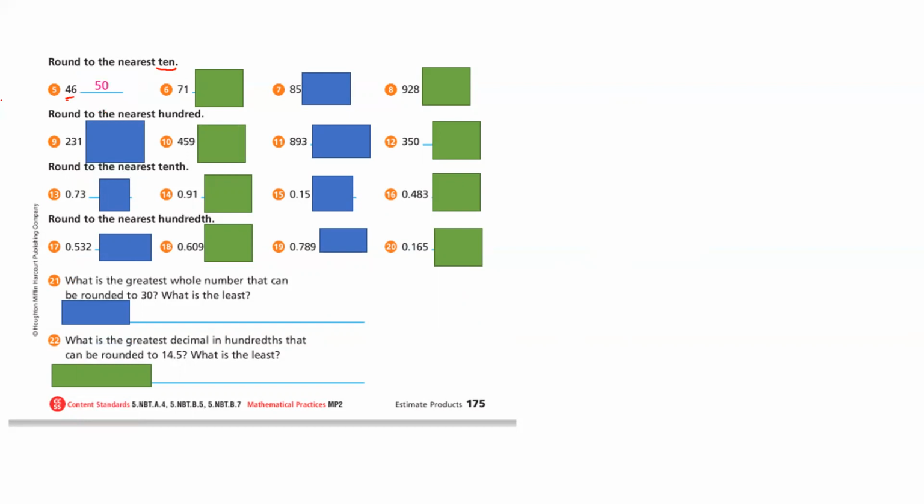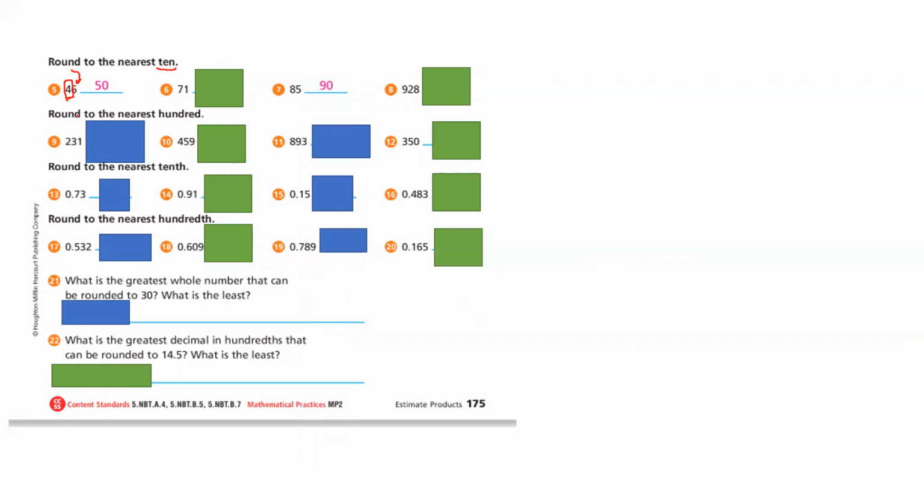And remember, the way that you figure this out is you look at the first number that's going away, the ones. If it's 5 or bigger, you're going to round up. And if it's smaller than 5, then you're just going to continue to keep the 4, and it would have been 40, right? Let's look at number 7, 85. Ooh, that's an example of it being right in between 80 and 90. And when it's perfectly in between, you round up.